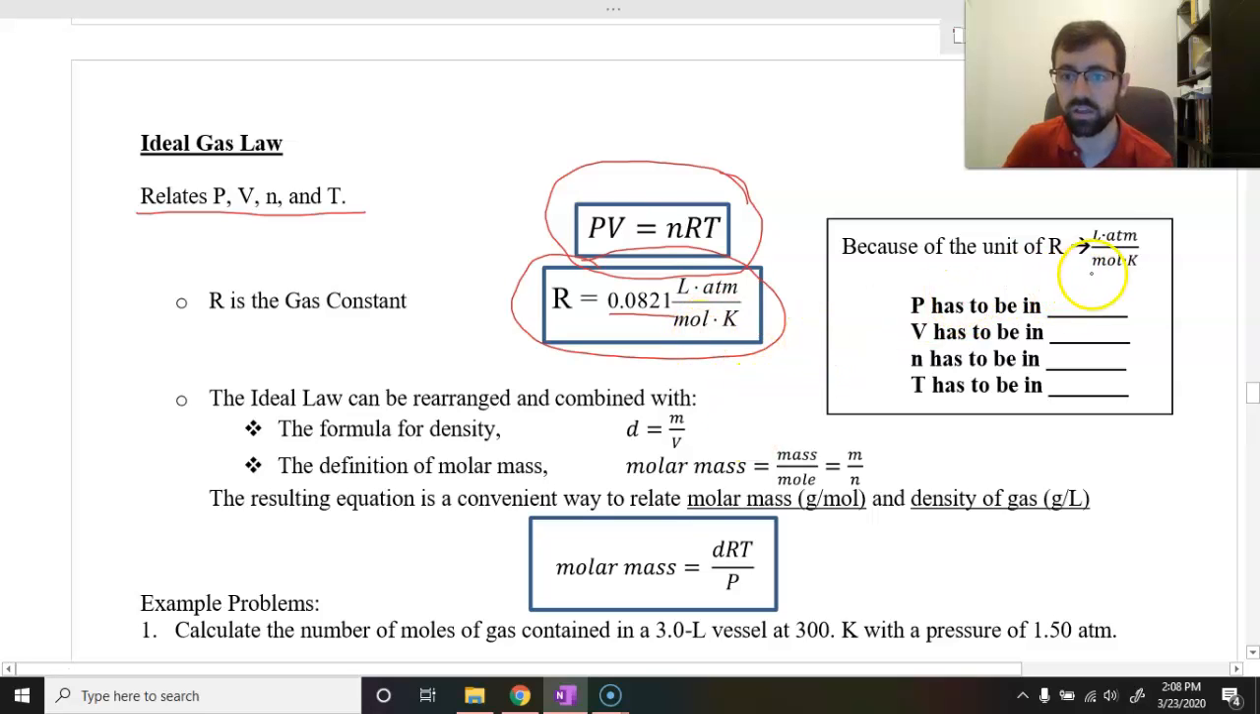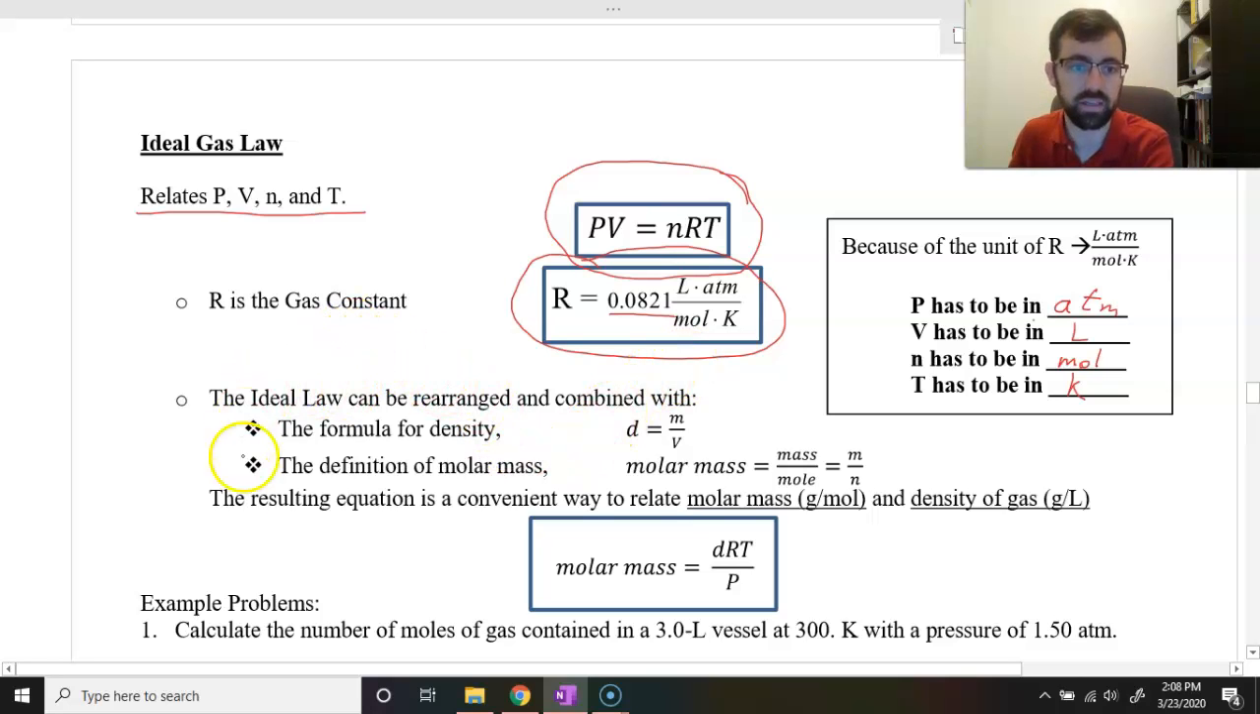Because the units of R are L, atm, mol, and K, so liters, atmospheres, moles, and Kelvin, pressure has to be in the same pressure units we have up here. So pressure must be atm. Excuse my writing a little bit. The volume, again, because of the units listed above, has to be liters. The n has to be in moles. And the temperature has to be Kelvin. It can't be degrees Celsius.